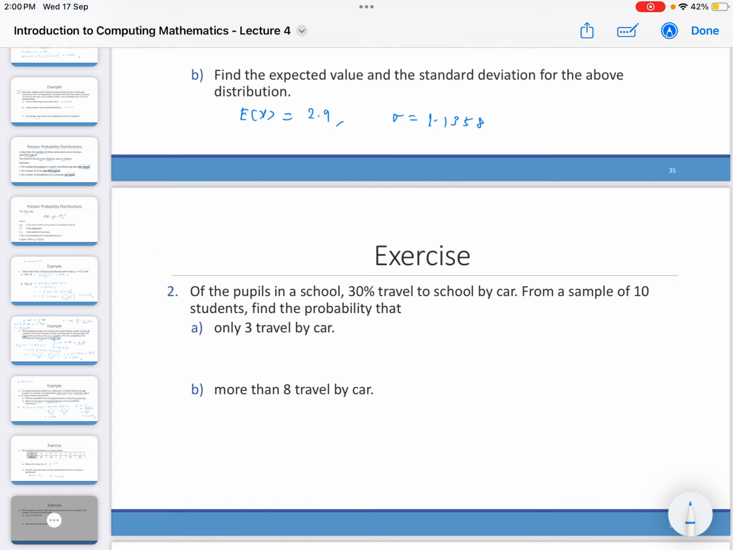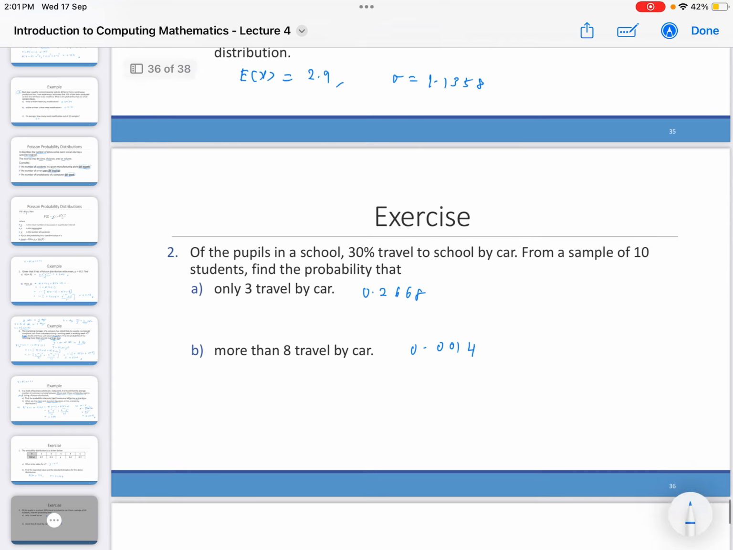Okay, for question 2 also, I want you guys to try yourself. You have to identify what distribution this x has. So I'll just give the final answer. For A, the final answer is 0.2668. And then for B, the final answer is 0.0014. So you try yourself for these two questions.